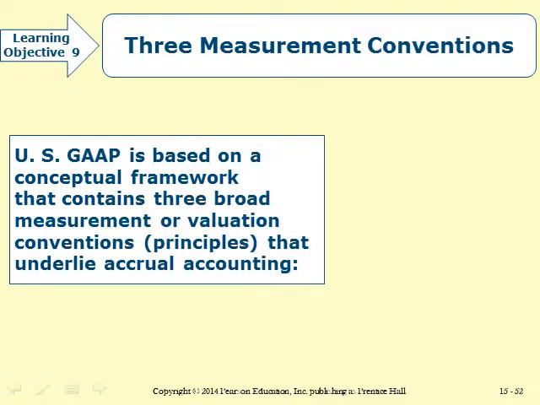So GAAP in the United States is based on a conceptual framework that the FASB established in the 1970s. Among the most important concepts are three broad measures or valuation principles that underlie accrual accounting: recognition, or when to record revenue; matching and cost recovery, that is, when to record expense, which we call the matching principle; and the stable monetary unit, so what unit of measure to use. We'll talk about each of these three measurement conventions next.